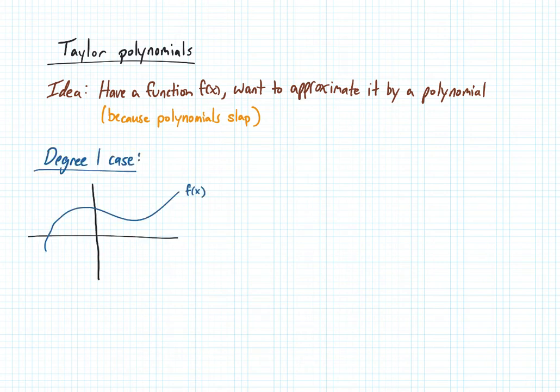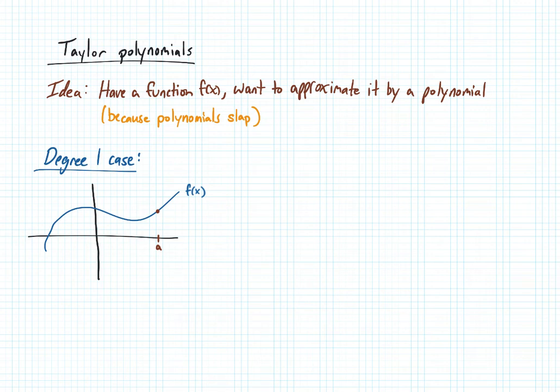So let's start with the degree 1 case. Let's say you have a function f of x, and here's the graph. And there's some point where x equals a, and you want to approximate the function f of x really well in the vicinity of that point. And in this case, we're approximating it by a degree 1 polynomial. And remember that the graph of a degree 1 polynomial is a line. So what line do you think is going to be the best approximation to use here? Anybody? Anybody? I think I heard somebody say tangent line.